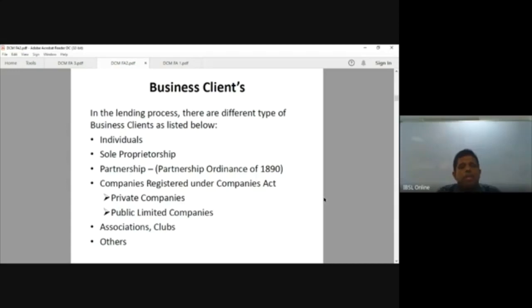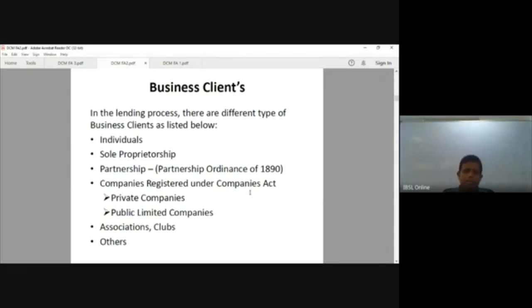Right? Then we started saying there are different individuals and business clients for which you have to do different credit analysis. By name, there are individuals, sole proprietorships, partnerships governed under the 1890 Partnership Ordinance, then companies registered under Number 7 of 2007, the Companies Act. There are public companies, private companies, then associations and clubs. There are other categories also.